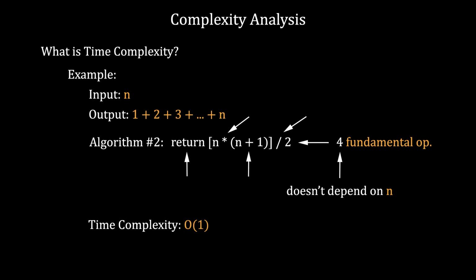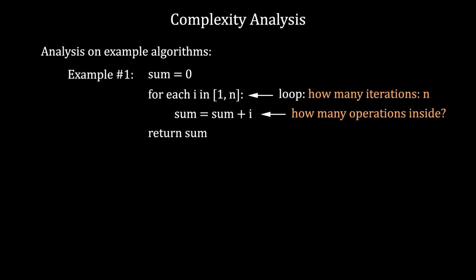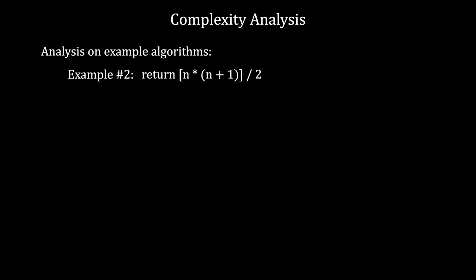Now it's time for analyzing some example algorithms. We start with the first one, which has a loop inside it. In case of loops, we always need to ask how many iterations does this loop make? And the answer here is n. Then we need to ask another question. How many operations are performed inside the loop, which is only 1. And this is why the time complexity of this algorithm is big O of n. Then we had the second example, which performs a constant number of operations, so we say that the time complexity is big O of 1.